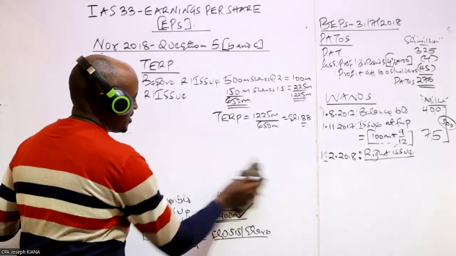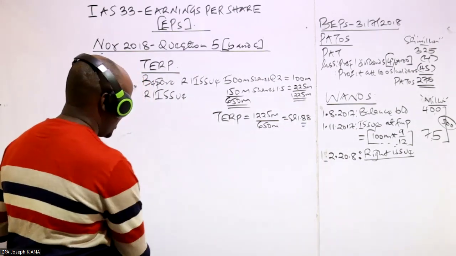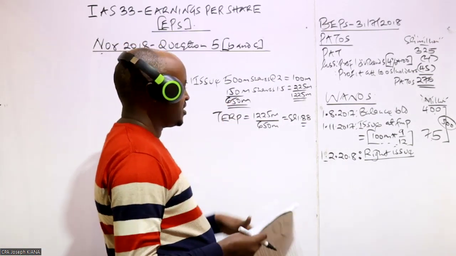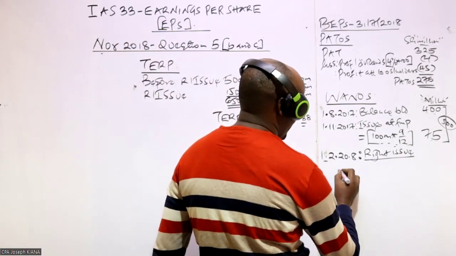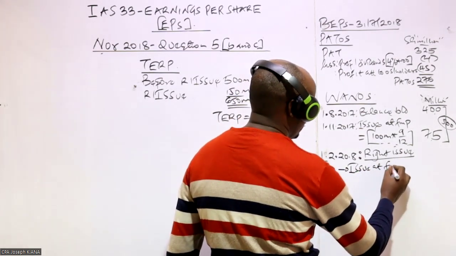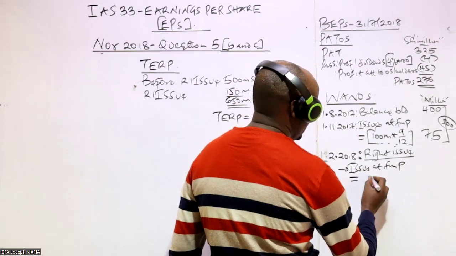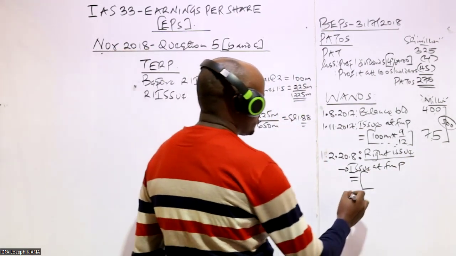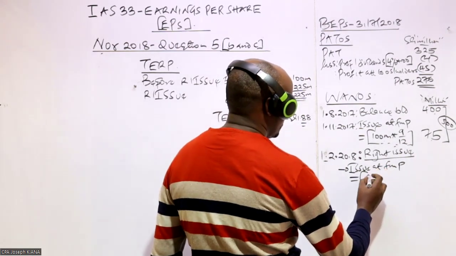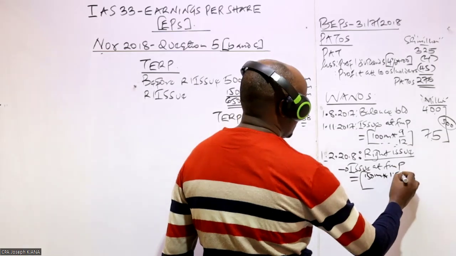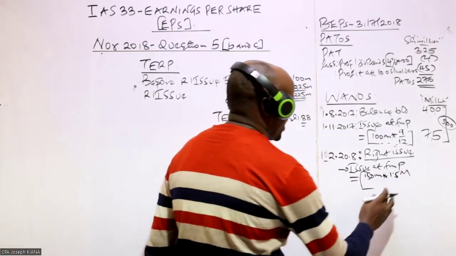And basically having that, our question becomes very simple, because now what we just need to do is split these shares into two components. So first of all, we need to determine the issue at full market price. How do we determine this? I gave you the formula in our previous session, and we said we compute the amount received during the right issue, which will be equal to the shares issued times the exercise price per share.